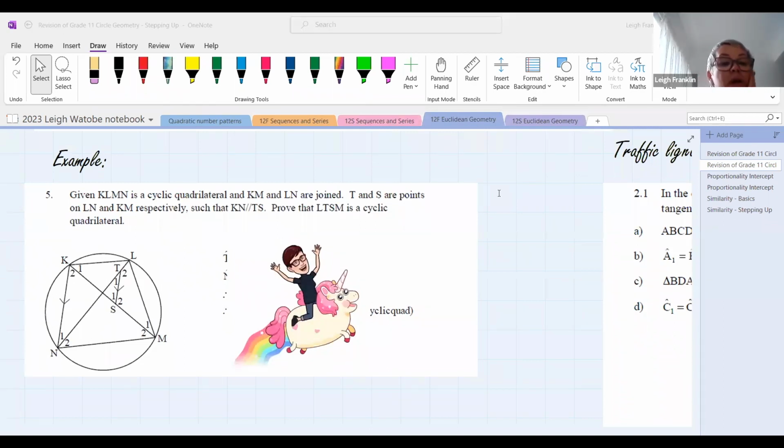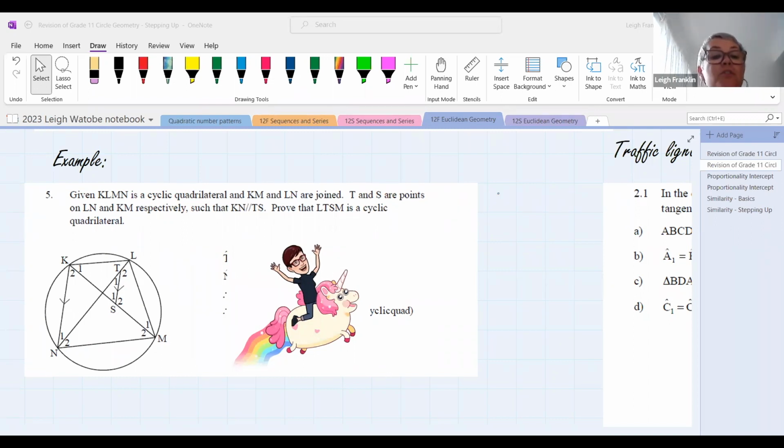All right, so we have been given that KLMN is cyclic. We can see that because KLMN lies on the circle that is drawn for us. They also tell us that KM and LM are joined. S and T are points on LN and KM respectively, such that KN is parallel to TS. Prove that LTSM is a cyclic quad.